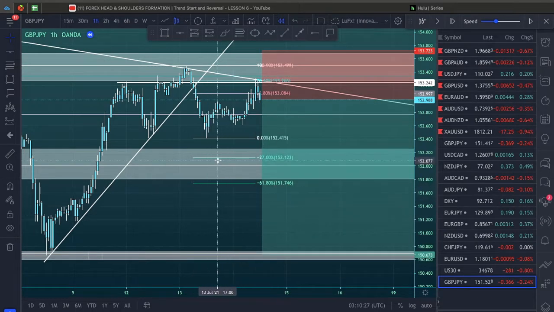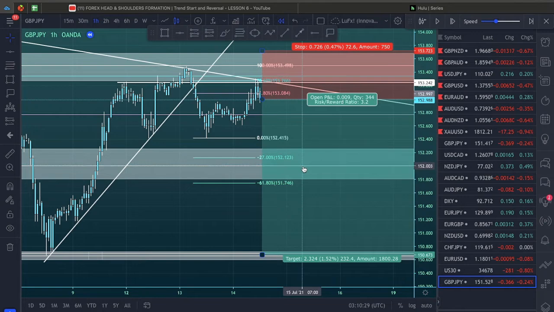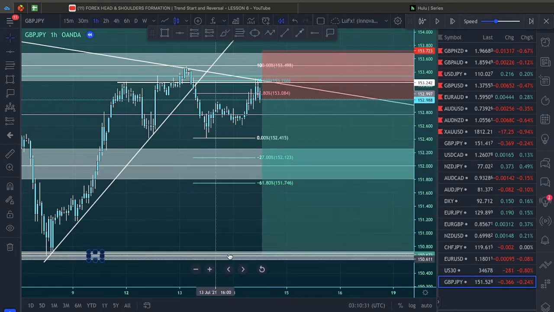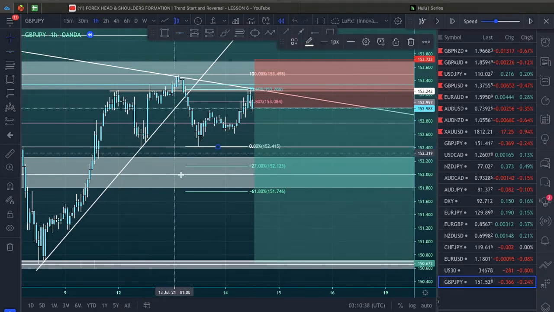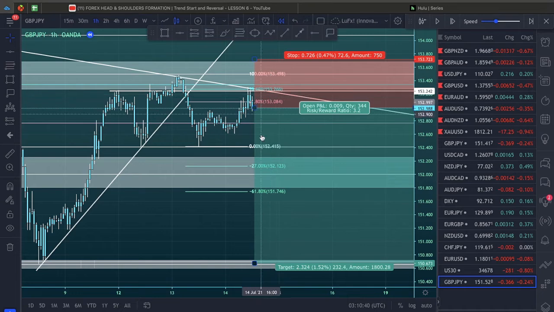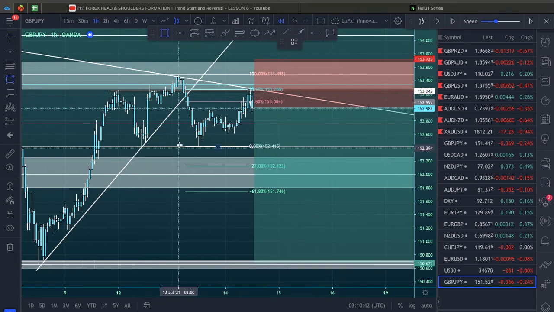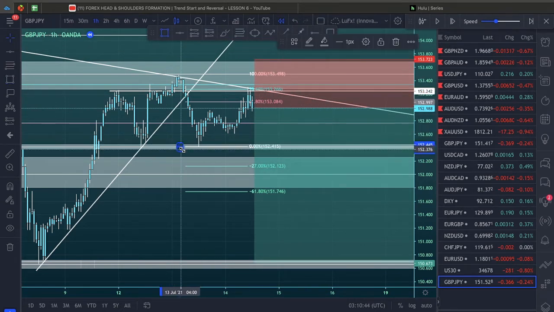So these are my two targets. I was waiting for price to come here. I was going to take partial profits, and I was going to take more, or I was going to close the whole thing right here. But then I identified that price could come here and bounce, and then go up and stop me out, or go up and do something, right? So I wanted to take partial profits here just in case that happened too.